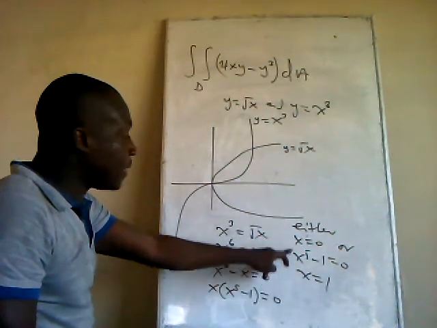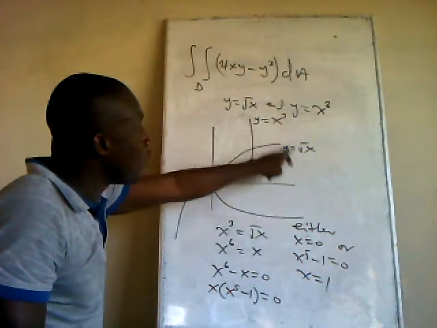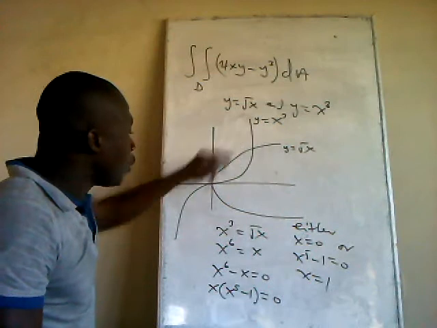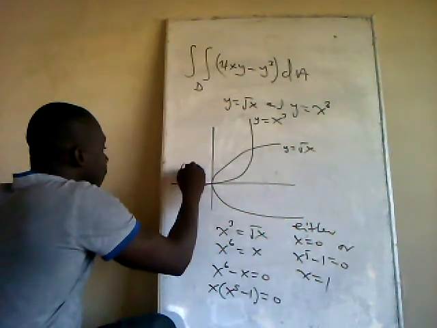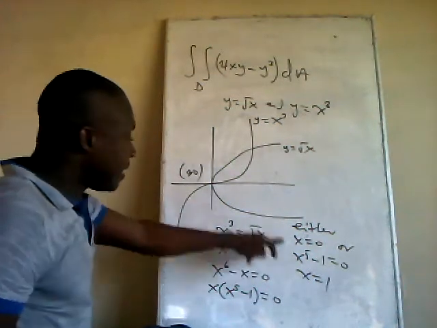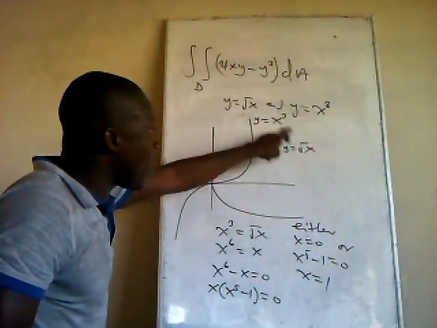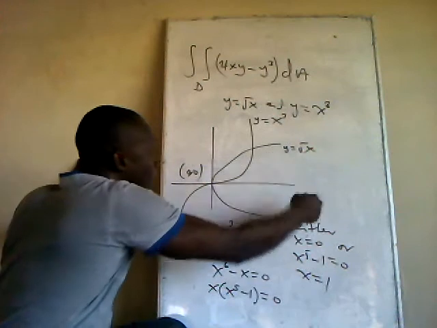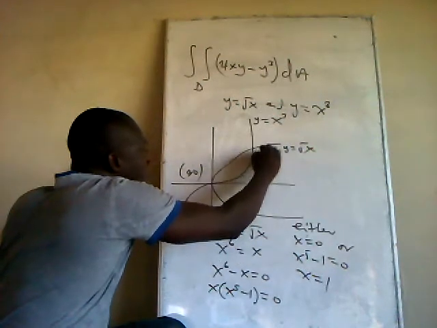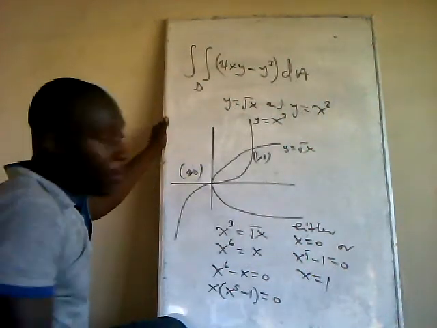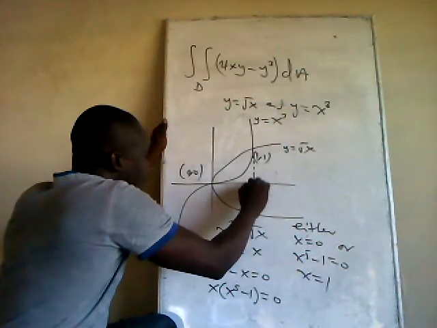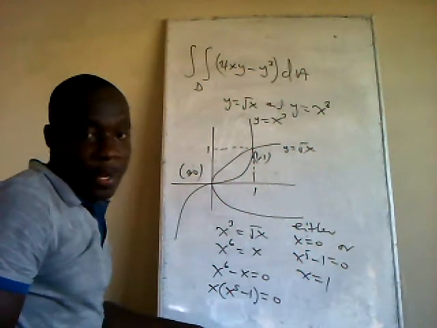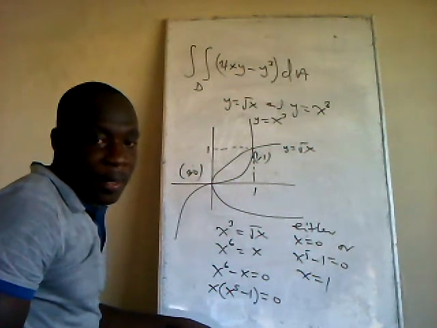Now if x is equal to 0, when I put 0 in any of these equations, I'll get y to also be 0. So it means they meet at the point (0, 0). And when x is 1, when I put 1 in place of x in any of the functions, I'll get y to be 1. So we meet at the points (0, 0) and (1, 1). Right? So it means that this here is 1 and that too is 1. Nice one.